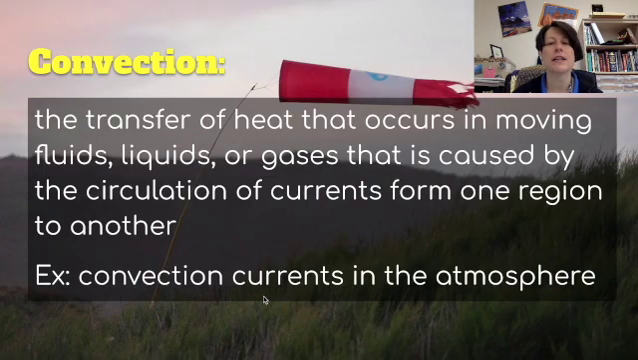There's also convection. This is the transfer of heat that occurs in moving fluids, liquids, or gases, that is caused by the circulation of currents from one region to another. And this is what happens with convection currents in the atmosphere that we're going to talk about. We also talked about convection currents within the earth, in the mantle, that cause tectonic plates to move. So we have convection currents happening in many places, in and on the earth.